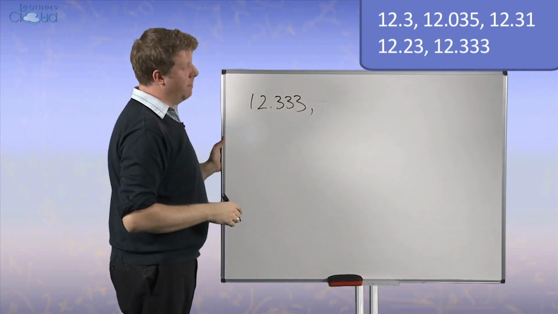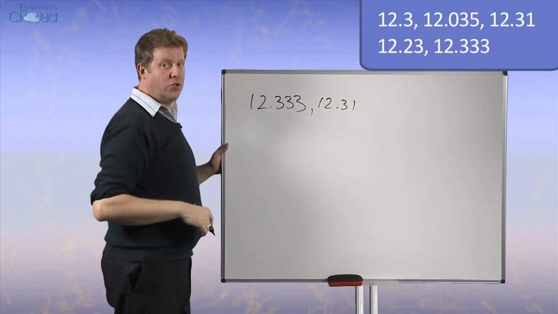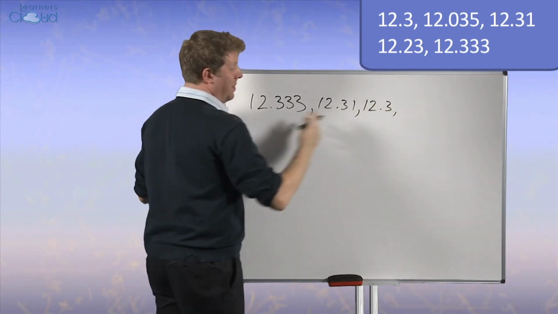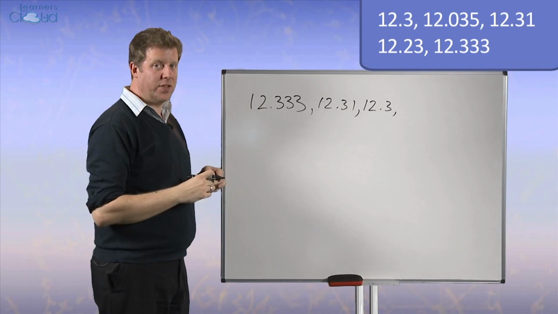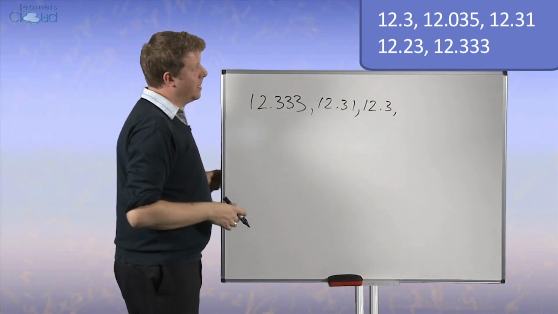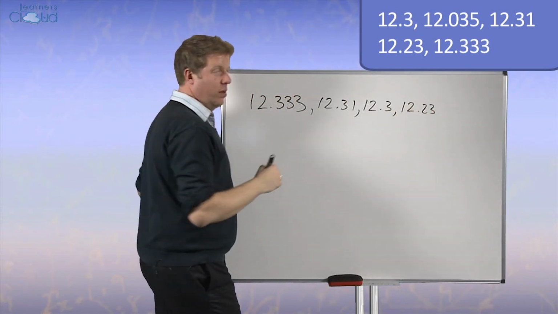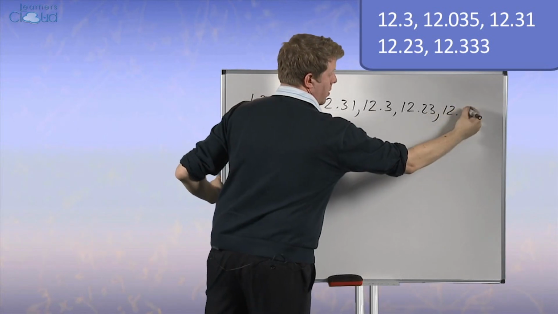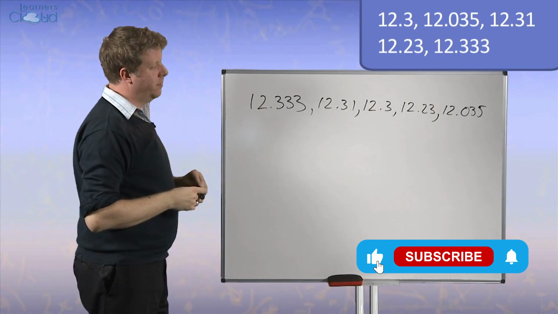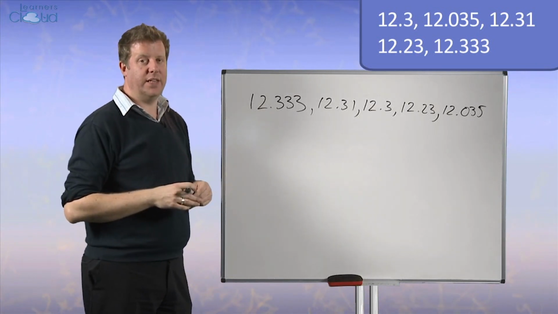Our next largest number, well, we just worked that out, was 12.31 because it had a 1 in the hundredths column. The next largest will be 12.3, and that's all our numbers now that had a 3 in that tenths column. So let's look now at the tenths columns of the remaining 2 numbers. Well, the next largest will be 12.23 because it has a 2 in that tenths column, and then our smallest number will be 12.035. So again, it's the place value that informs our decision as to the size of these decimal numbers.